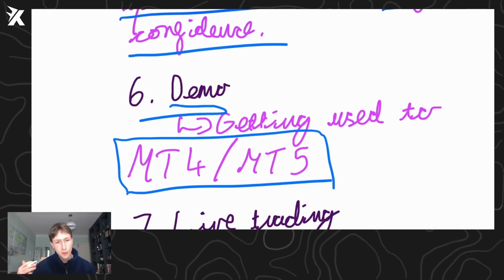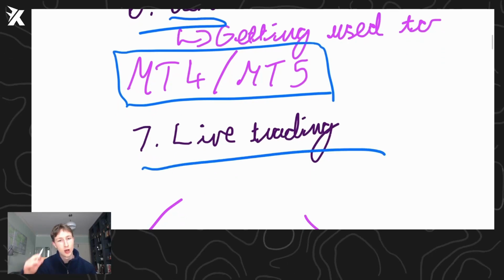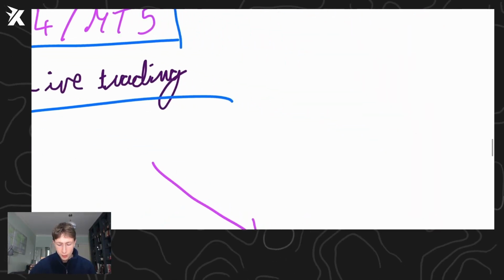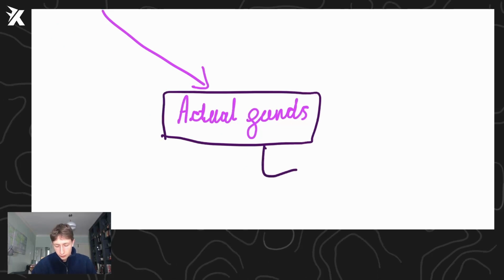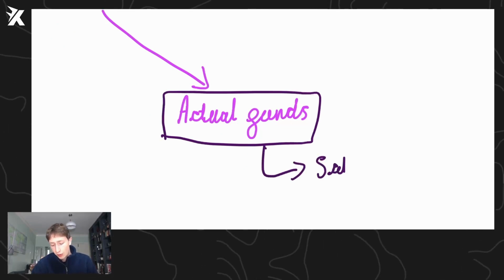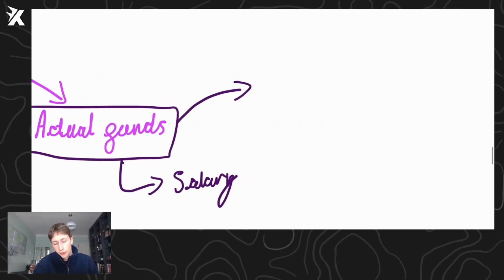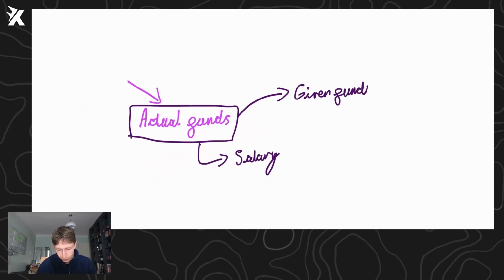And then once you've done that for a bit and you're used to the UI, you are going to start live trading. And this is where I want to talk about the two different ways of live trading. So number one is actual funds. So this can be your own, like from your salary, maybe someone's given you funds and they're sort of trusting in you to make a profit.